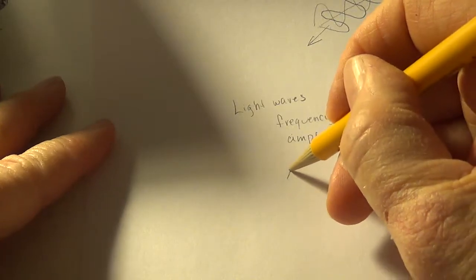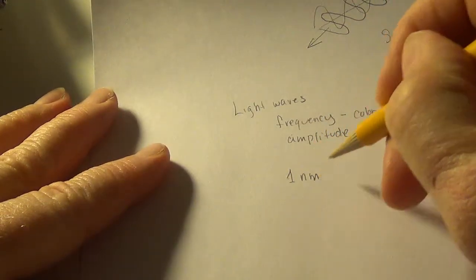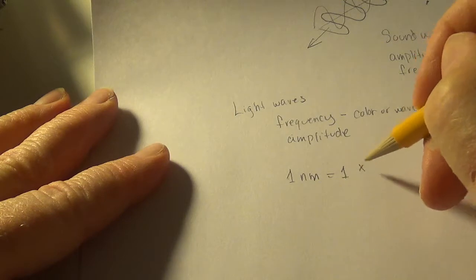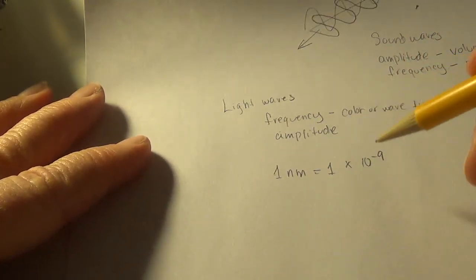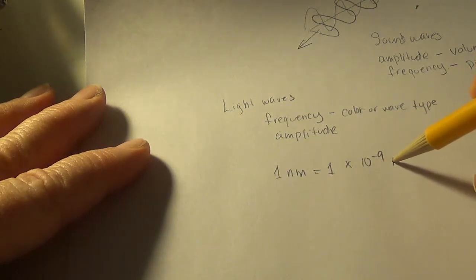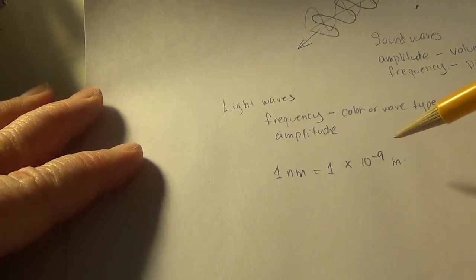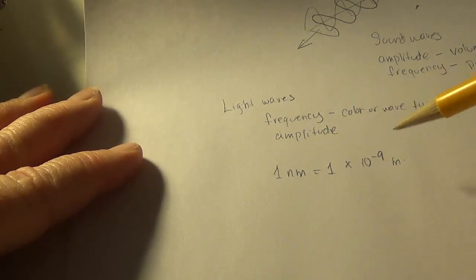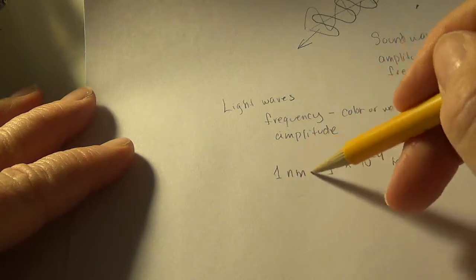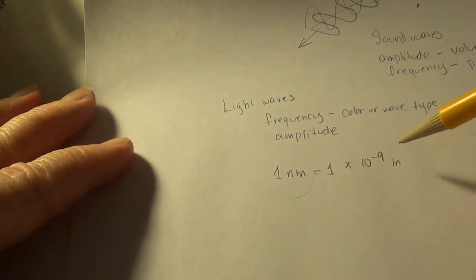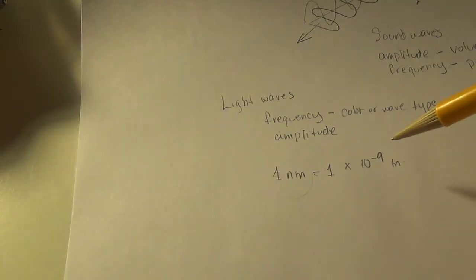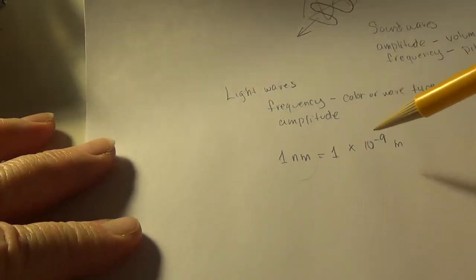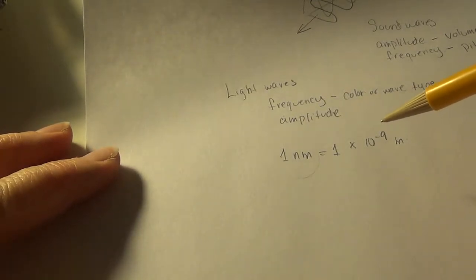So a nanometer is 1 times 10 to the minus 9. So 1 nanometer equals 1 times 10 to the minus 9. So that is a very small number. That's meters. 1 times 10 to the minus 9 meters. So if I was ever using this type of unit, I would have to switch it to meters in order to combine it with hertz and so forth. So we'll see an example like that in a minute.